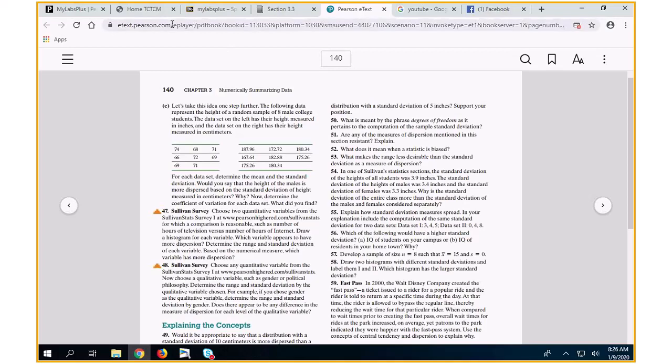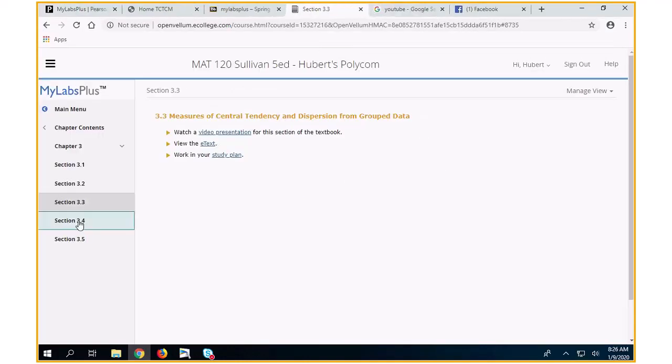So that's how you print out the book. You can do it through e-text also. I'm just not going to show you through both. Well, I will, but it does the same thing. You got that now. What is study plan? I just tell students study plan is extra problems for you to do if you want to do extra problems.